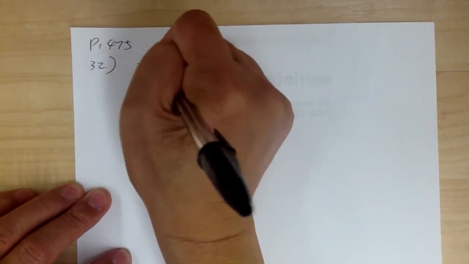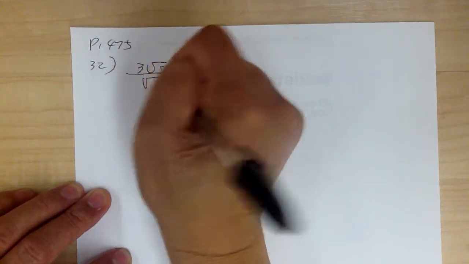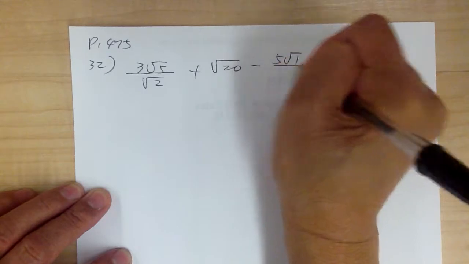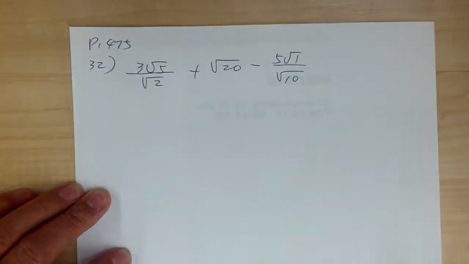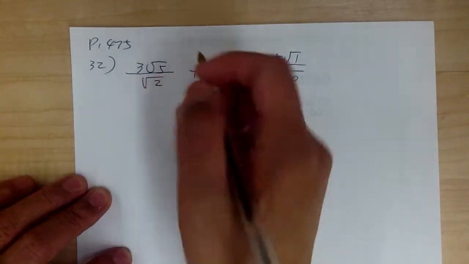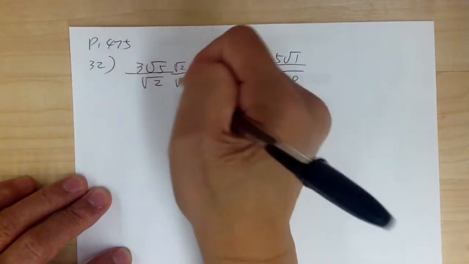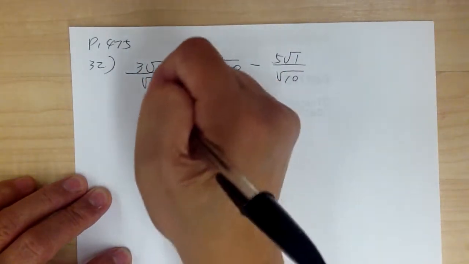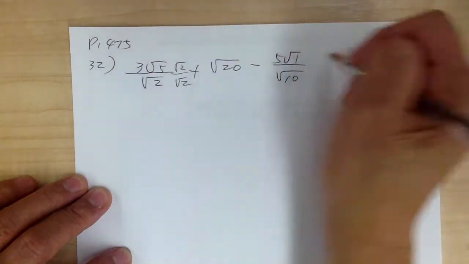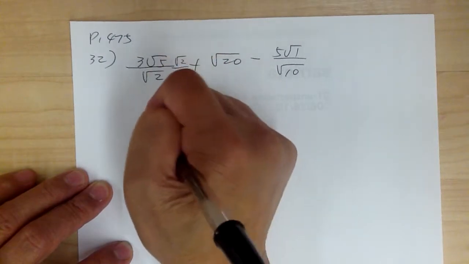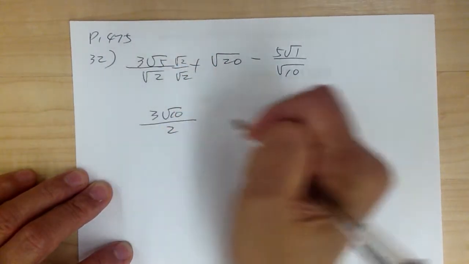Okay, so 3 square root of 5 over square root of 2 plus square root of 20 minus 5 square root of 1 over square root of 10. Okay, so again, to simplify, I need to multiply by square root of 2 over square root of 2. So again, when you do this, go and do it right away before you go on, because if you do each one, then you try to write, you may lose track. So this will become 3 square root of 10 over 2.